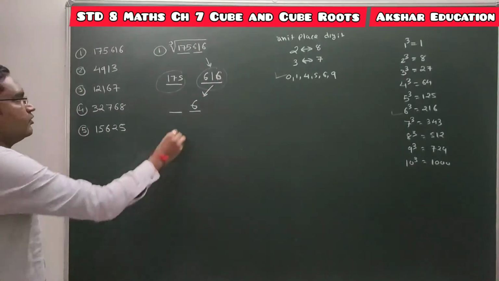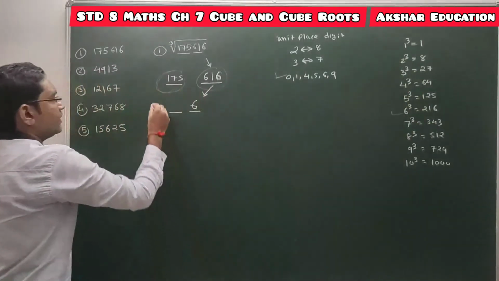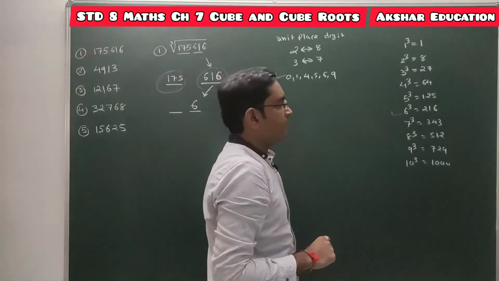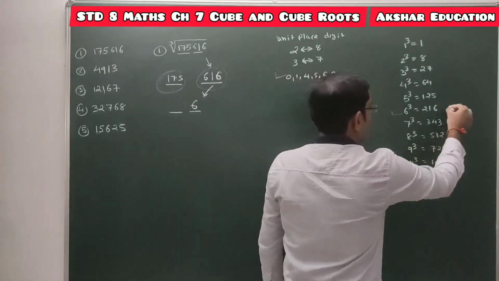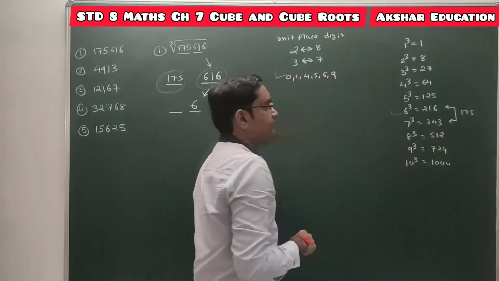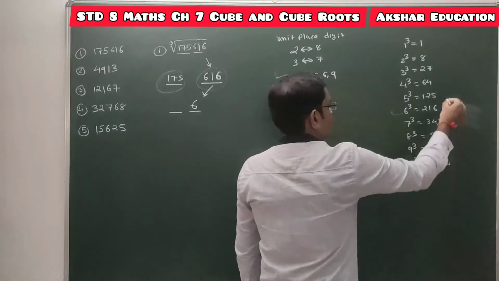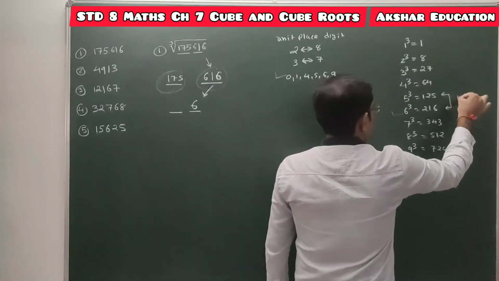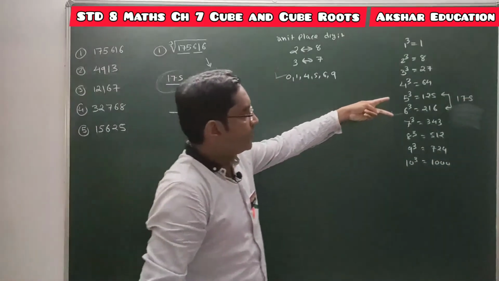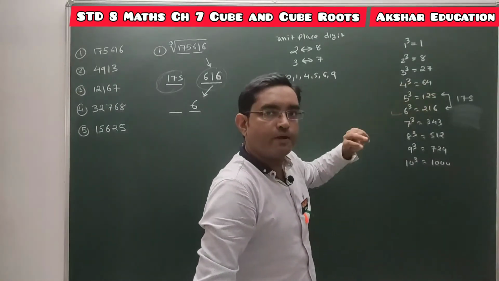Done. Now for this group we make use of the property of cubes. The number is 175. So you have to check the perfect cube numbers and find the range in which 175 lies. 175 lies between 125 and 216. Which two perfect cube numbers does 175 lie between? 125 और 216 है ना. 125 और 216 के बीच में 175 आएगा.